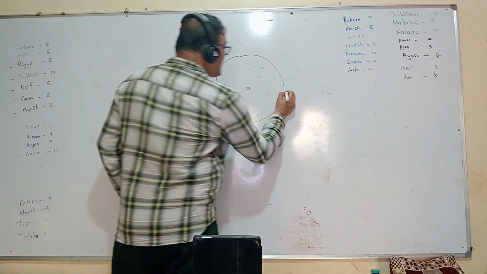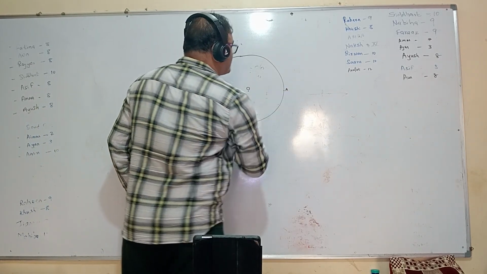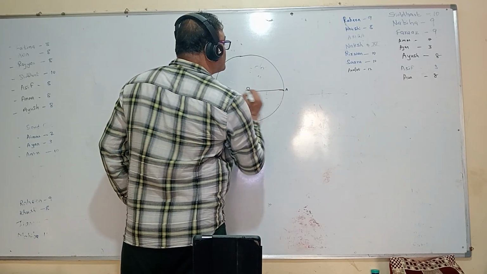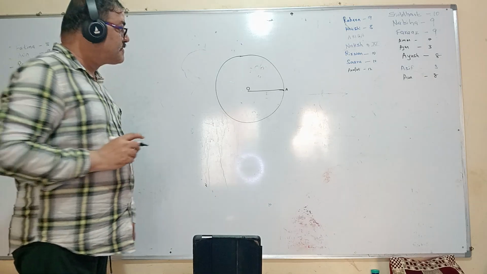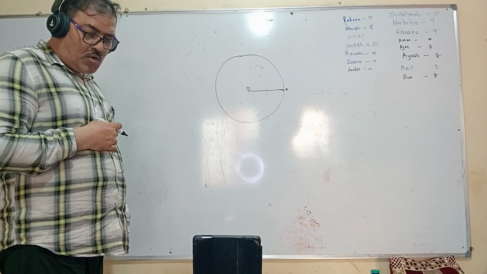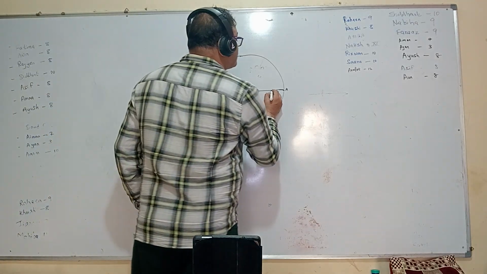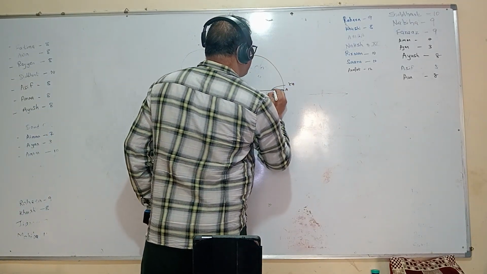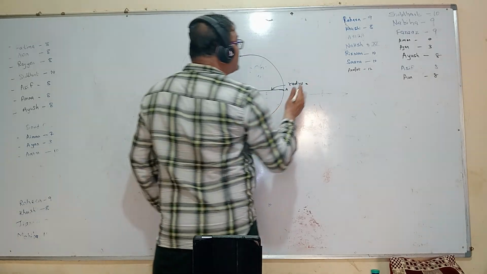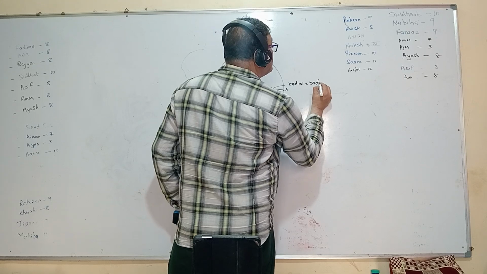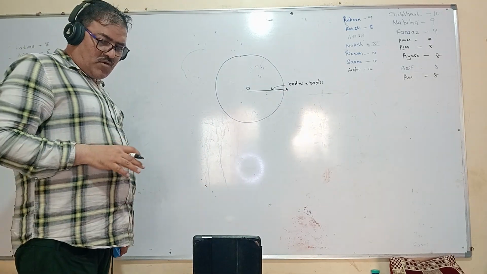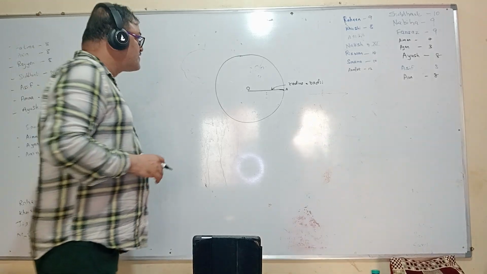Okay, now I will take any point over here. Suppose I name this point as A. Now if I join this OA, what is this OA? OA is the radius of the circle. Radius. See, if it is plural, like there are many radiuses, then you call them radii. OA is the radius of the circle.